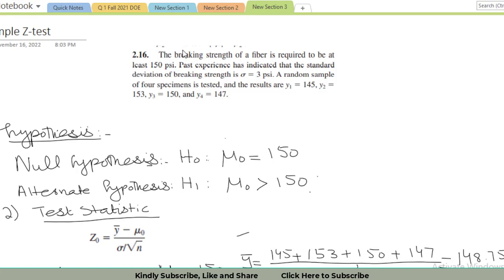If the word used here was "at most," then we would have to reverse this sign. The words "exceeds," "greater than," or "at least": these 3 wordings are used for the greater than symbol. Please make sure of this.